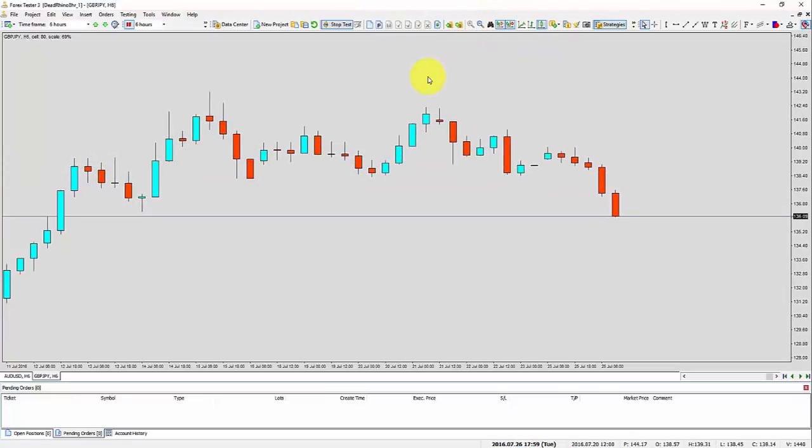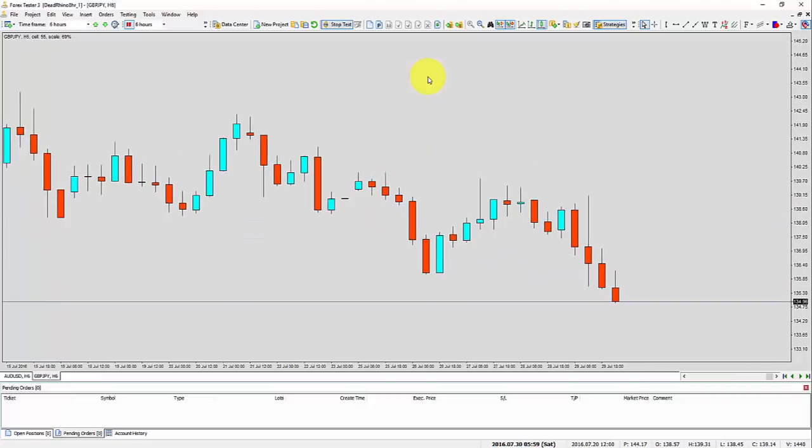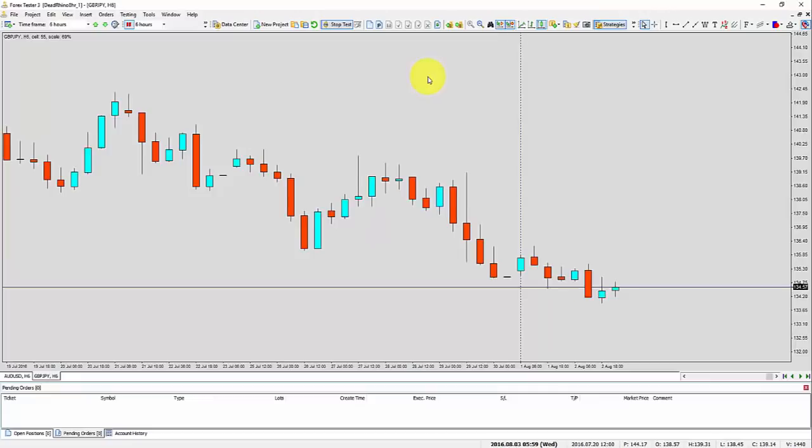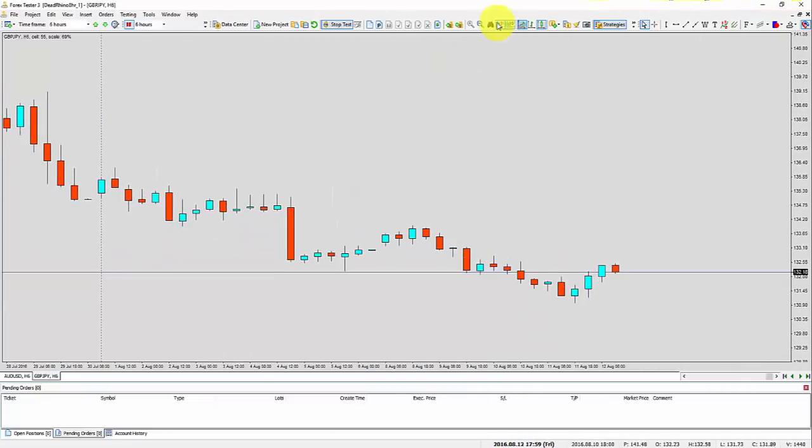So I'm just going to hit the space bar here and see what happens. Nothing. Okay. Well, maybe we're going down now. Maybe we've got a bit of a downtrend. That would be interesting.